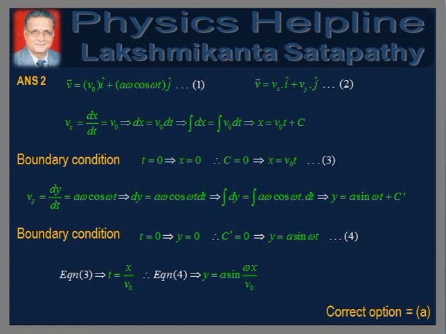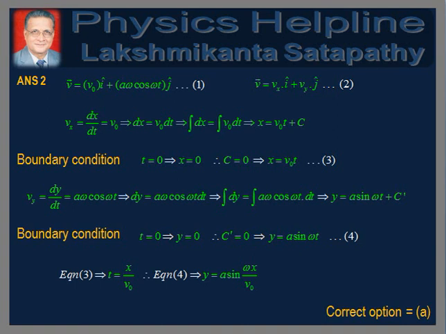If Vx and Vy be the x and y components of its velocity, then we have v is equal to Vx into i cap plus Vy into j cap. Comparing equations 1 and 2, we get Vx is equal to V0 and Vy is equal to a omega cos omega t. Now, Vx is equal to dx by dt and Vy is equal to dy by dt. Therefore, we write dx by dt is equal to V0 or dx is equal to V0 into dt.